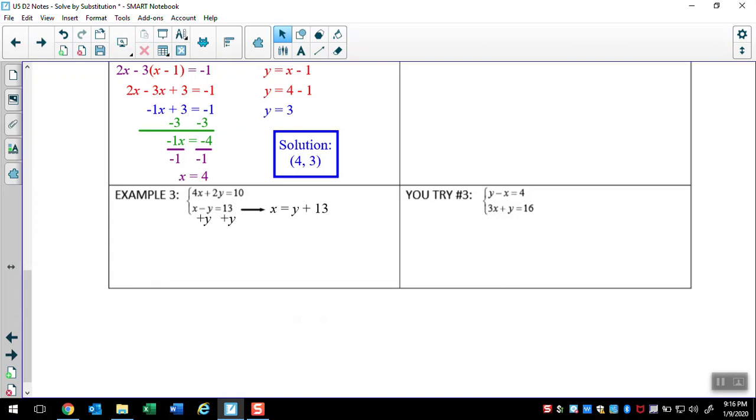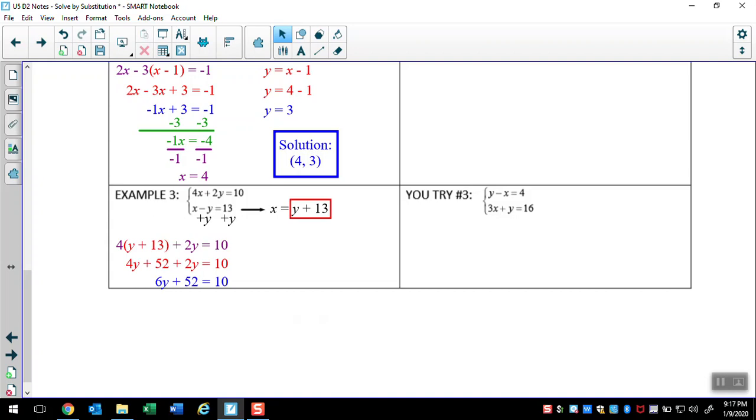Now that I know what x equals, I can take that value and substitute it into the original equation. I'm going to substitute into this one up here for x. x has a value of y plus 13, so y plus 13 is going to go in for x. Now we can work on solving. Let's distribute the 4, so we get 4y plus 52 plus 2y equals 10. Next we can combine like terms: 4y plus 2y is 6y.